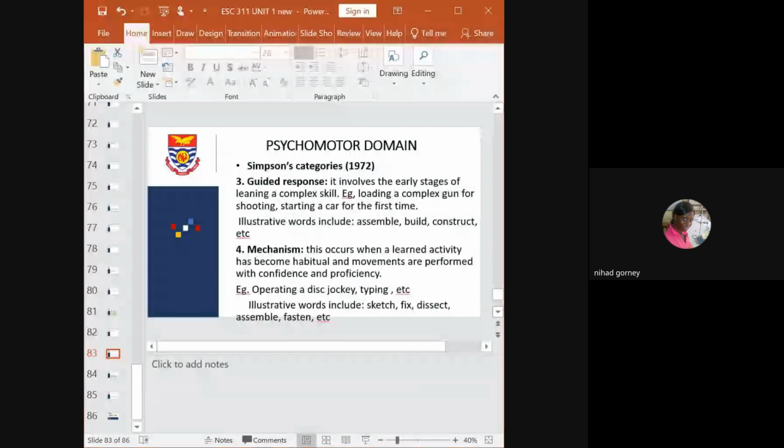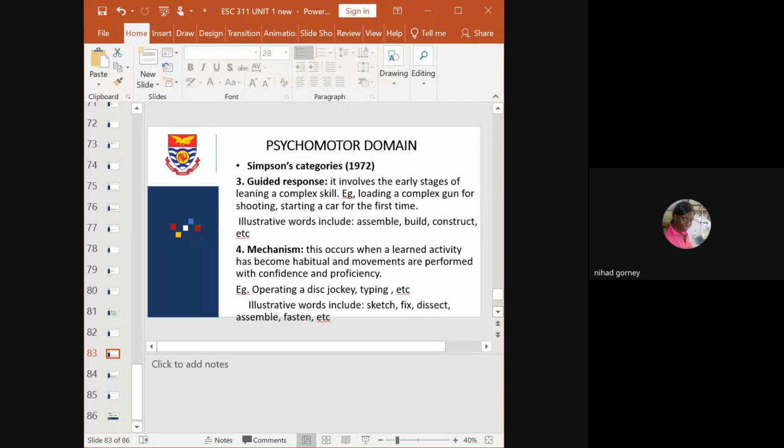Then we have the guided response level. It involves the early stages of learning a complex skill. So if I want to learn how to cock a gun, or how to load a gun to shoot, that's a guided response. When you are at the early stages of learning such complex skills, or driving, the first time you want to start a car, those are guided responses.